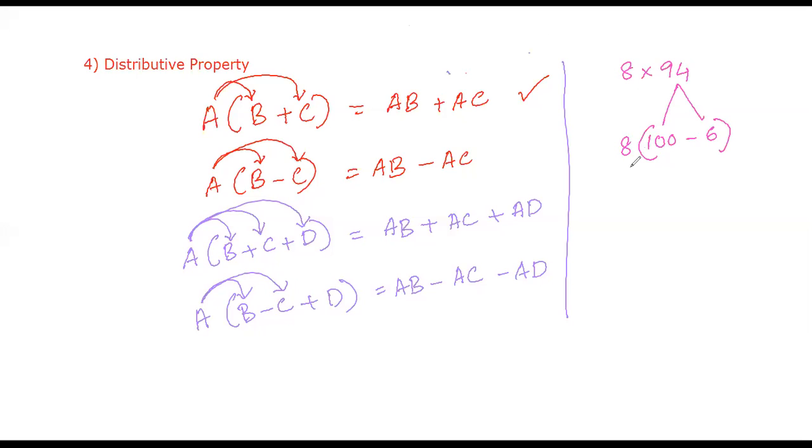You can distribute 8, which means you are going to multiply. So what is 8 times 100? What is 8 times 6? 8 times 100 is 800, and 8 times 6 is 48. So we get the answer 752. So instead of multiplying, we can use the distributive property to solve this question. Any questions? Here we subtracted: we have 94, that's why we have taken it as 100 minus 6. For example, let's take a little bigger number, maybe a 3-digit number.